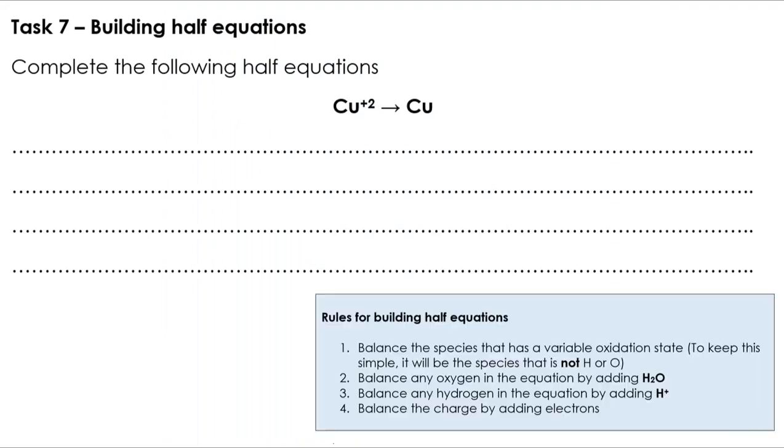So to review it, I'm now going to bring the rules back. Remember, you will need to learn these rules. I'm going to start by building my equation up with what we've already been given. Cu2+ goes to Cu. Rule 1, balance the species with a variable oxidation state, copper. That's done, we don't need to balance it. Balance any oxygen. There is no oxygen. That rule is done. Balance the hydrogens. We don't need to do it. So we're left with balancing charge, and I've got plus 2 on the left and 0 on the right, so I'm adding 2 electrons on the left-hand side.